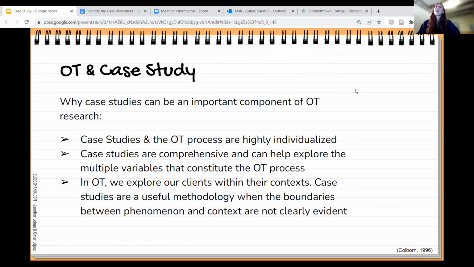Case studies are also useful when the boundaries between a phenomenon and a context are not clearly evident. So once again, they really help you explore your client and where they are, what they're at, what they're doing.